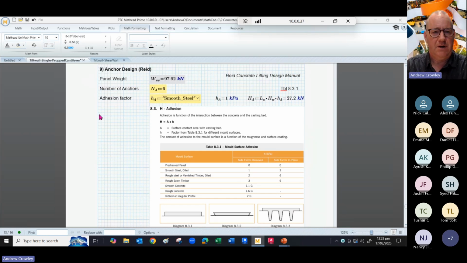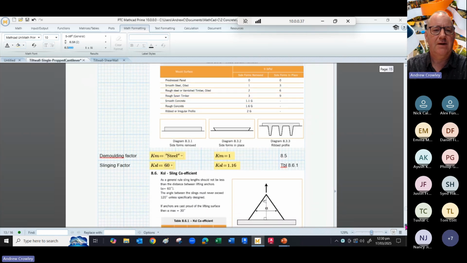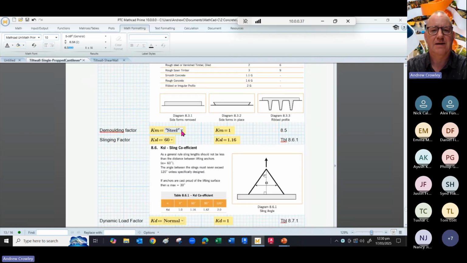And there's a whole load of factors to use. One of them is the adhesion factor, and it depends what you're putting it on. So Reed give this guidance to increase the factor the rougher it is. So if I turn that into rough timber, my HA factor goes up to 3. Let's put it back to smooth steel. And we have a demolding factor. So again, it's a function of how rough the surface is that you're demolding from. Normally in a precast yard, you're casting against smooth steel.